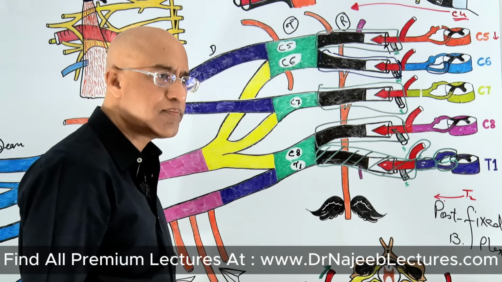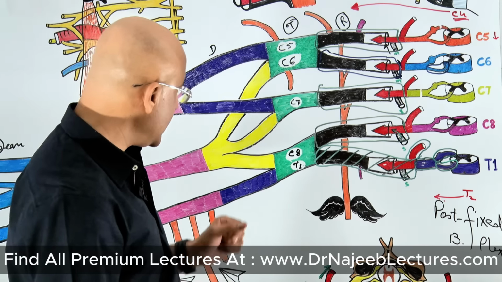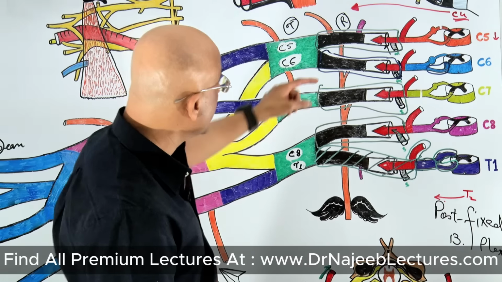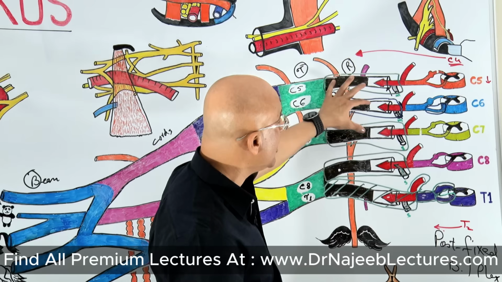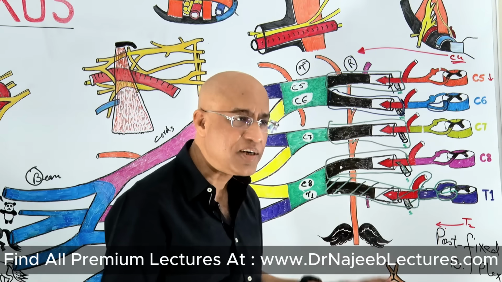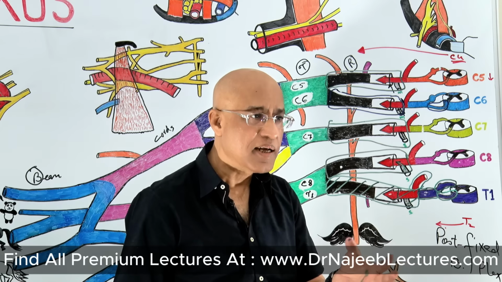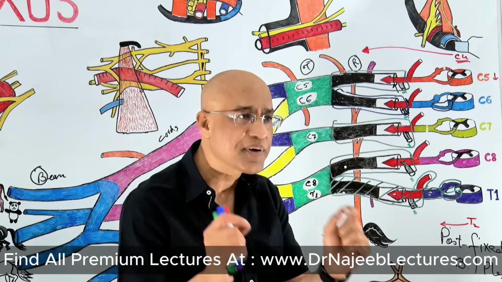Yes, please. Sir, is there any inter-root difference? Yes, there is. It's a very important question. She's asking whether these five roots are all identical, or are they somewhat different from each other? Yes, some of them, especially C5 and T1, have significant differences.